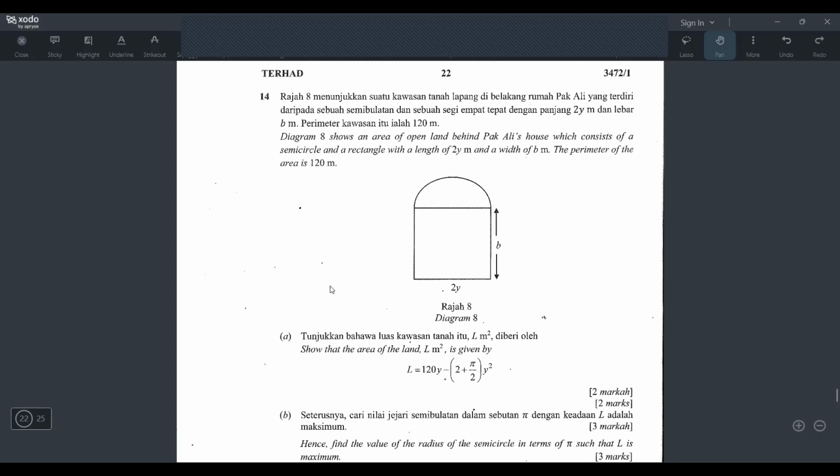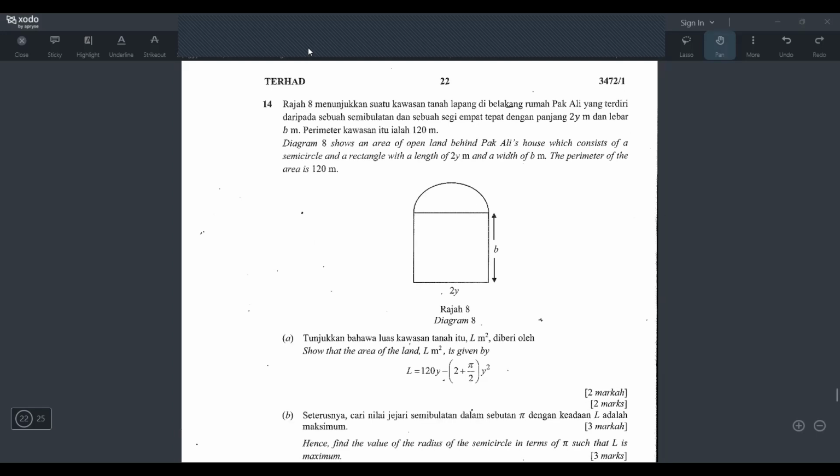Let's continue. Okay, number 14. Let's read the question. Diagram 8 shows an area of open land behind Mr. Ali's house, which consists of a semicircle and a rectangle with a length of 2y meter and a width of b meter. So this is a land. The length is 2y meter and the width is b meter for the rectangle. And there's one semicircle up here, right?